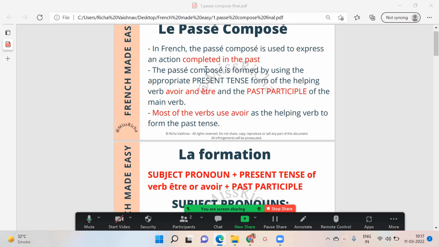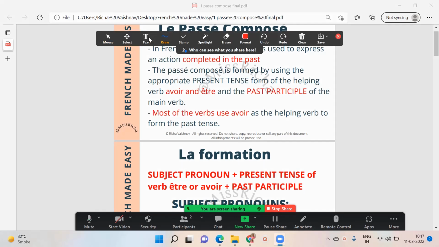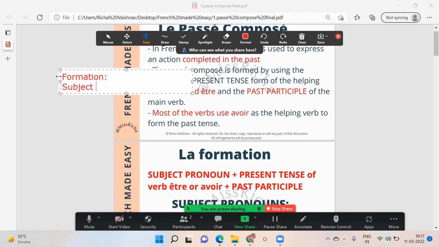Now, passé composé is formed by using the appropriate present tense form of the helping verb, that is avoir and être, and the past participle. In short, the formation of passé composé will be subject plus the auxiliary verb plus the past participle. All right.